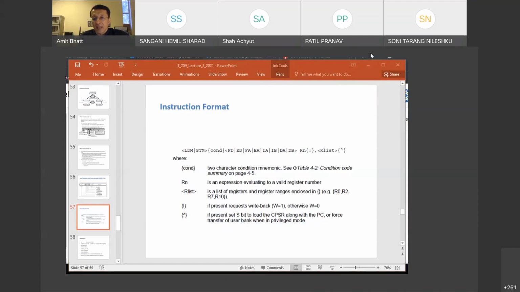The question which was asked was, sir, what is the use of the LDA pseudo instruction? Okay, so LDA, as we discussed, the pseudo instruction is for the ease of putting constants into registers R2 and R3. Say, for example, if you're writing a program and you want to set the counter to 100 and then reduce it.